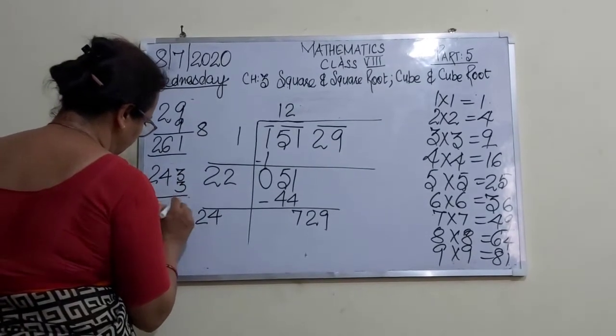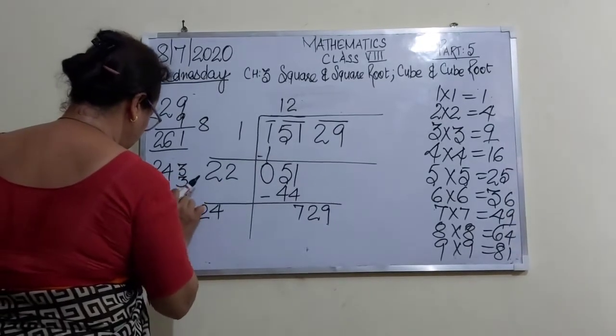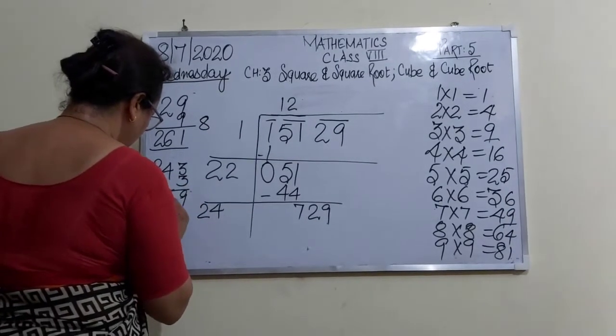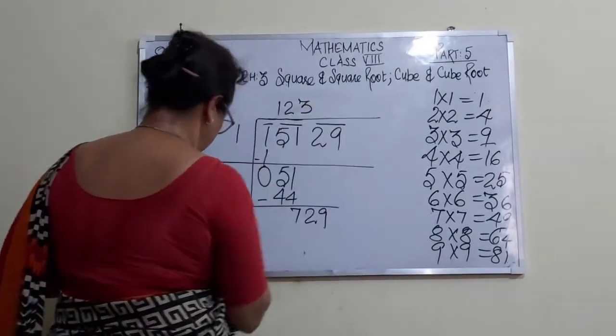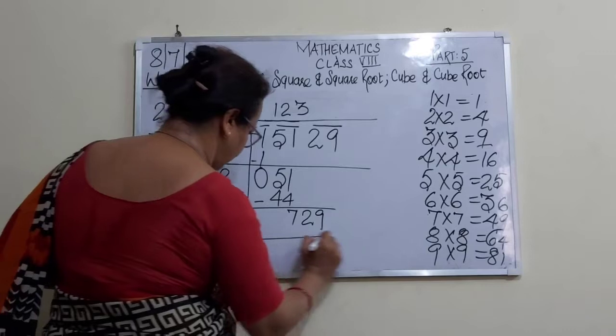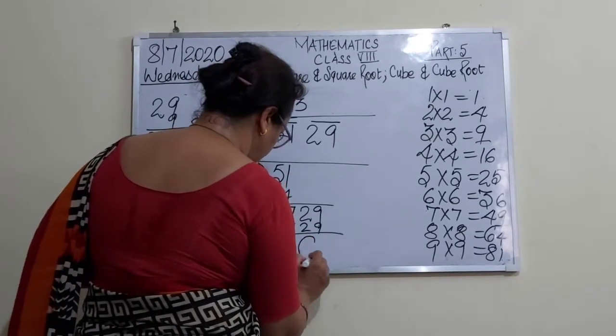3 threes are 9, and 24 twos are 24 threes are 72. That's right. So this is the required number. This 3, 3 and this one will be 729. Now at last we got the remainder 0.